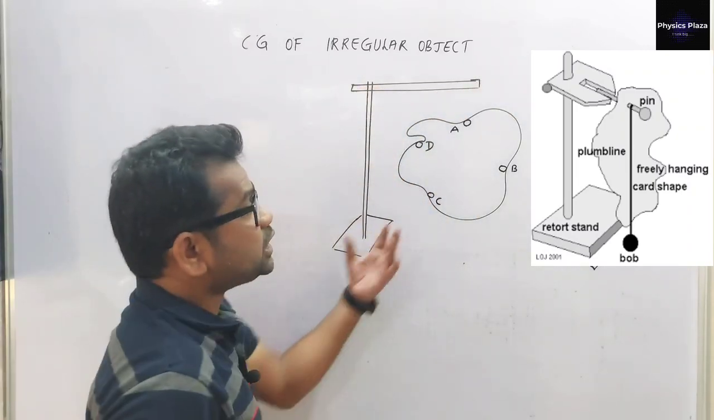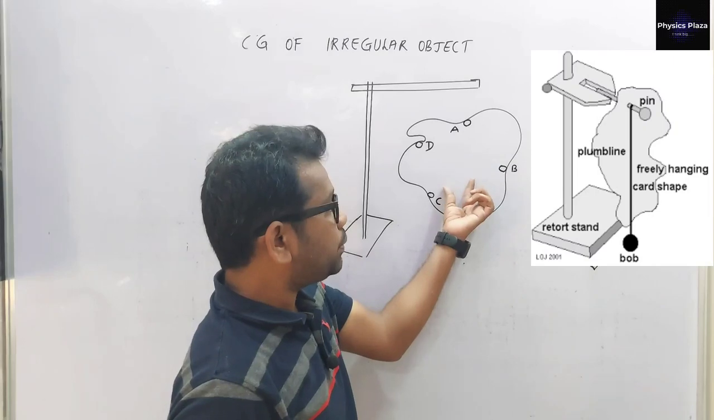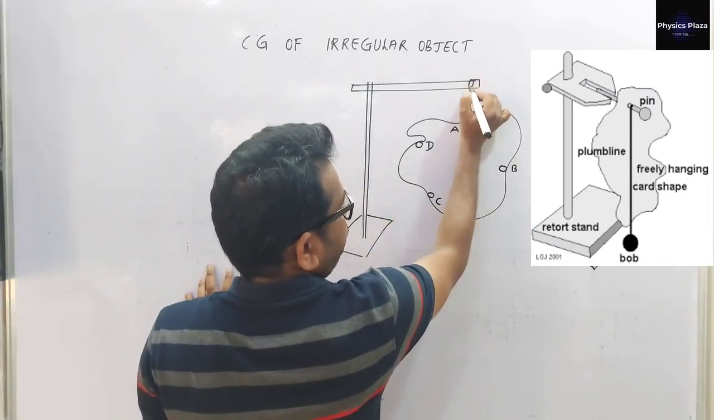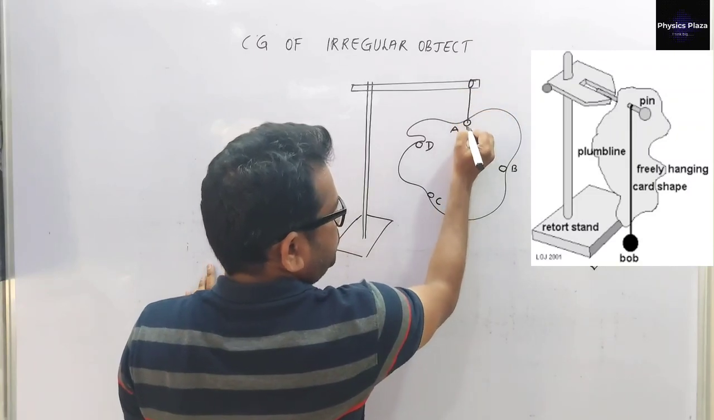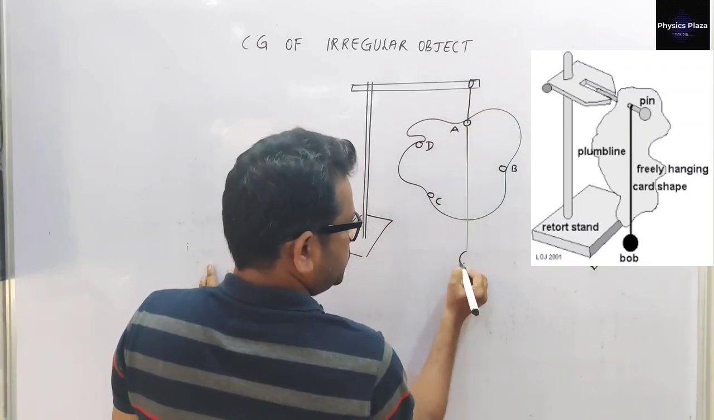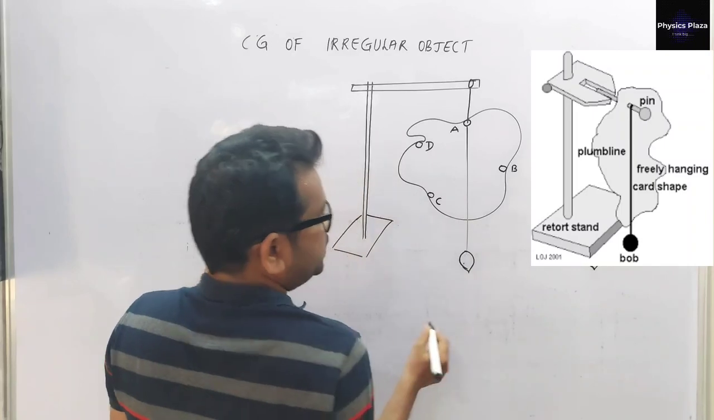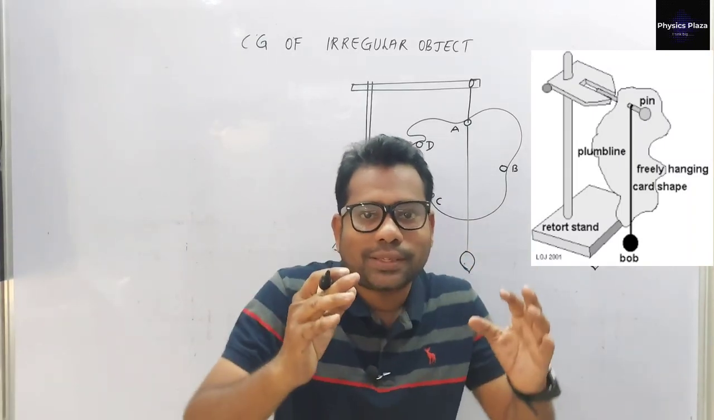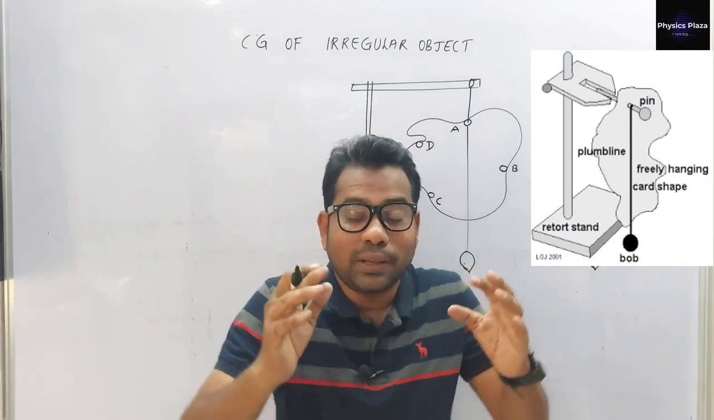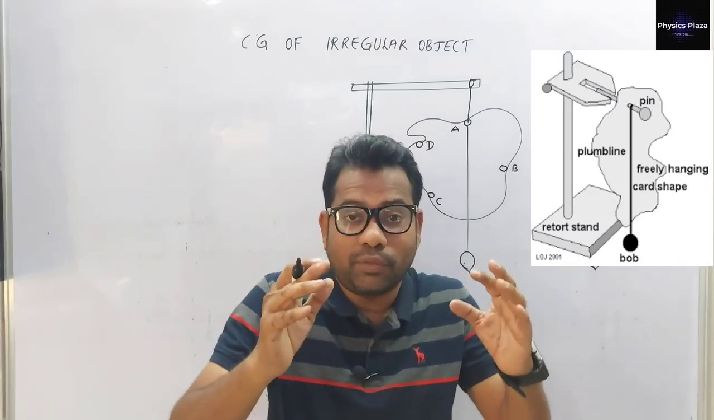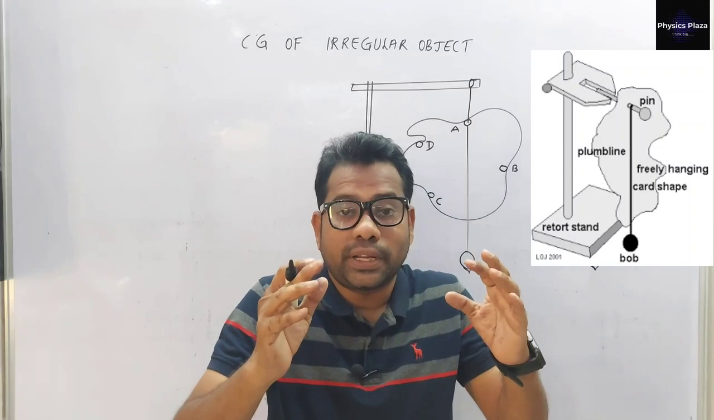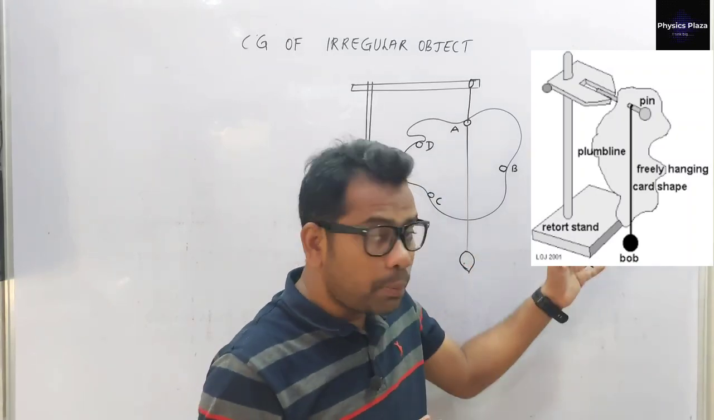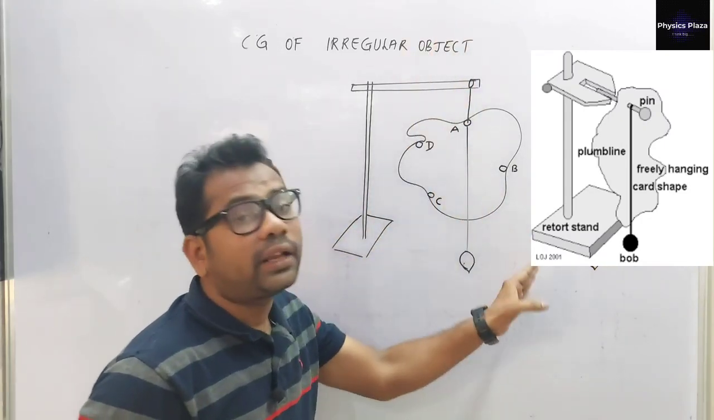Now let us suspend this irregular body through this plumb line. It may come like that. So children, the moment when you suspend it, it won't be at rest. Both will be oscillating like this. Yes or no? But after some time, what will happen? Both will come to rest. So the irregular body will come to rest. Obviously, this plumb line will rest on this irregular body.